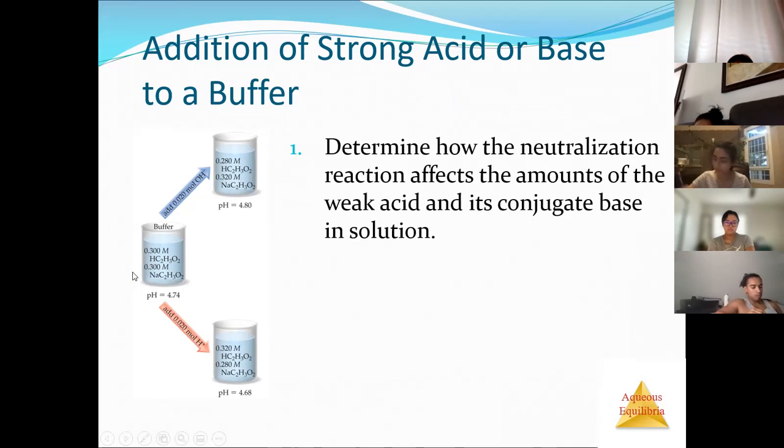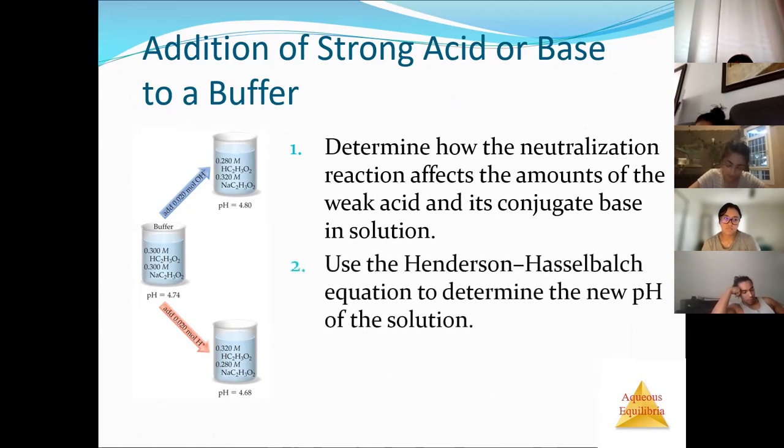Similarly, if I have a buffer and I add H+, the H+ is going to react with the conjugate base, which is the sodium acetate. So the sodium acetate's concentration goes down and the acetic acid's concentration goes up. Using the HH equation, I can determine the new pH of the solution.